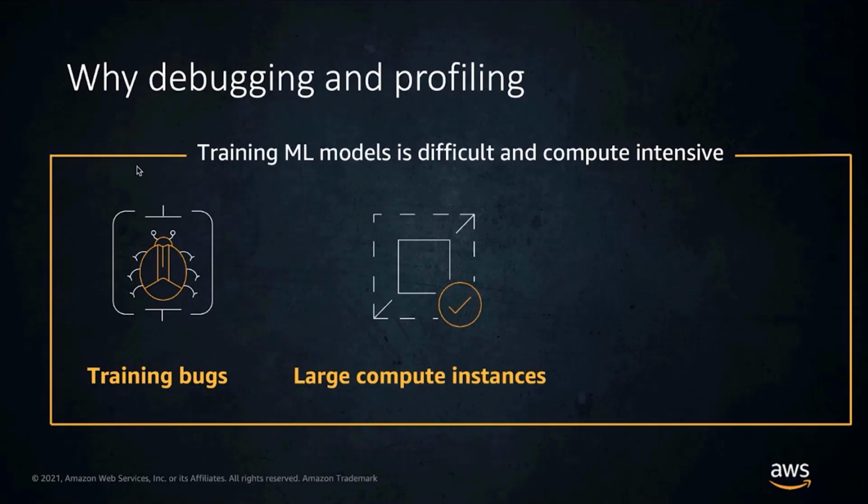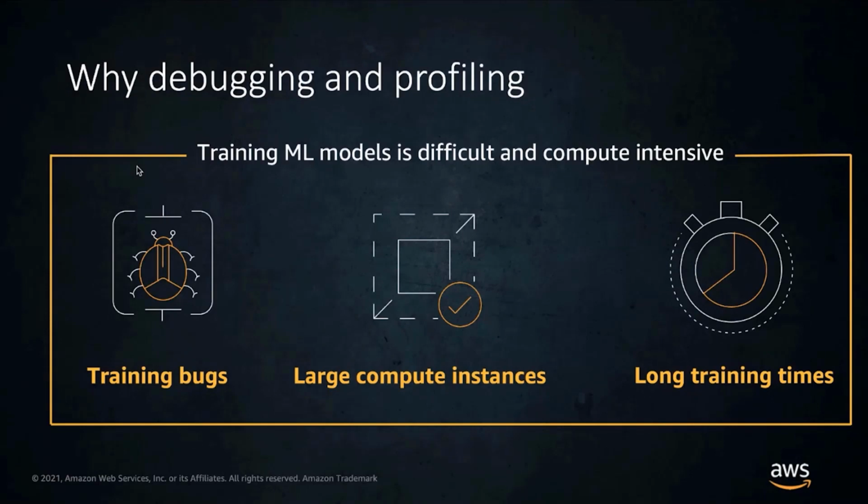When you train machine learning models, especially deep neural networks, they are typically trained on large compute instances. Trying to use these instances as efficiently as possible is not always straightforward. And typically, training machine learning models also takes a long time because they have to be trained on large datasets. Because of that, we want to ensure that we find training bugs as early as possible and use these instances as efficiently as possible so that we can make the most out of our training budget.